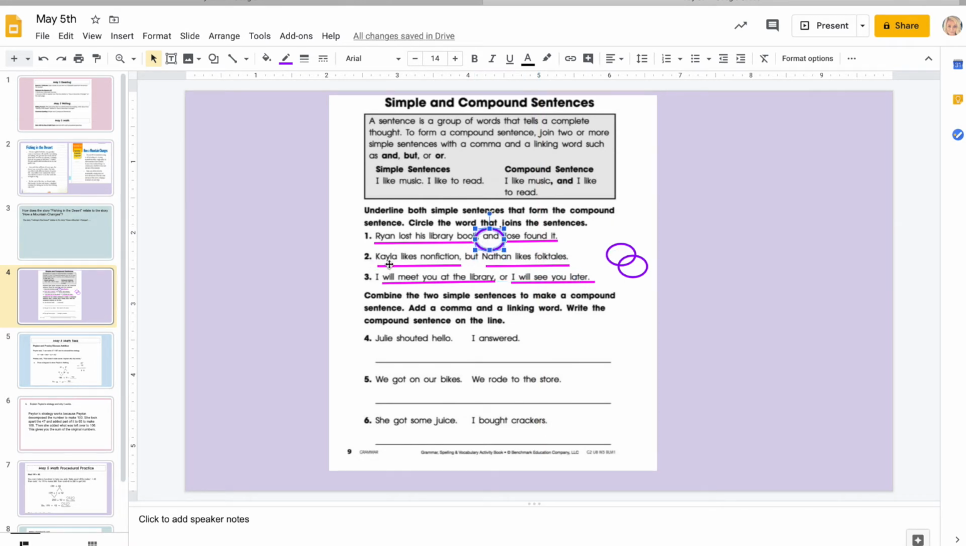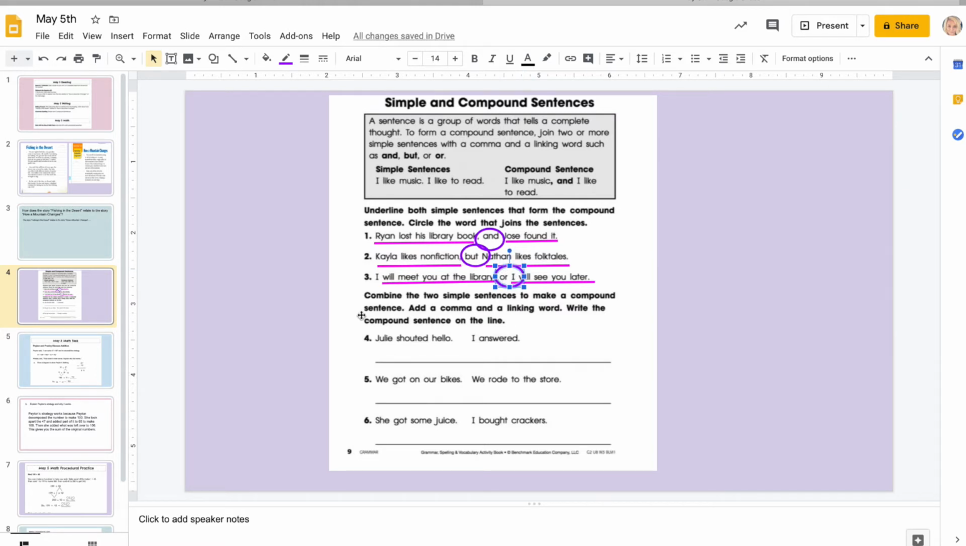Number 2, Kayla likes nonfiction. Because that is a complete thought, that is going to be the first part of that sentence that is underlined, comma, but Nathan likes folktales. Because Nathan likes folktales is also a complete thought, we are going to underline that, and then our joining word there is but. And finally, number 3, I will meet you at the library. That is a complete thought, so we are going to underline that portion of the sentence, comma, or I will see you later. I will see you later is also a complete thought, so that is going to be the second part that is underlined. Noticing that each of these compound sentences has a comma and a joining word, and I'm going to circle that.